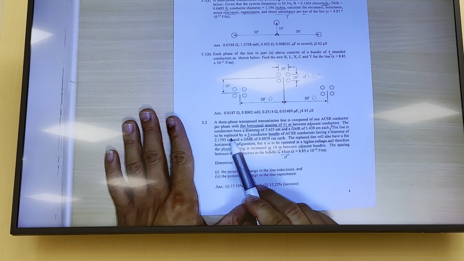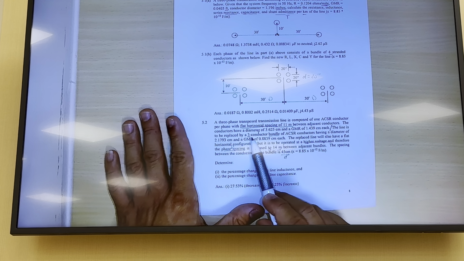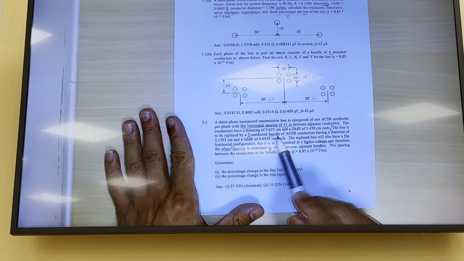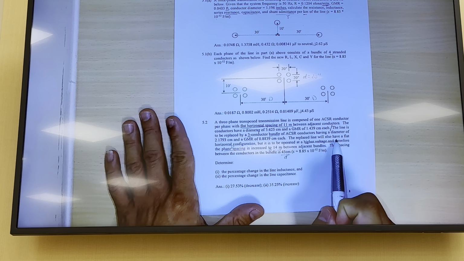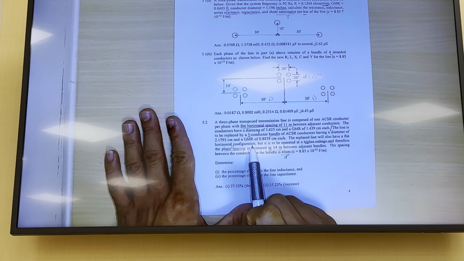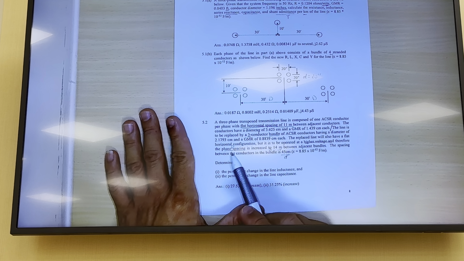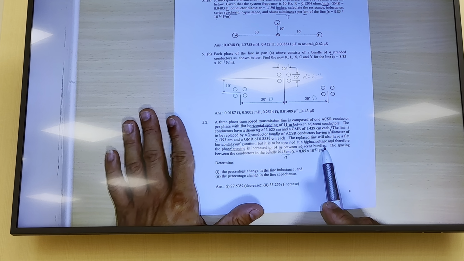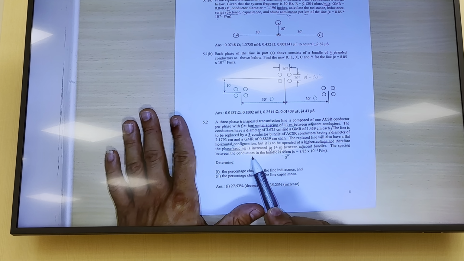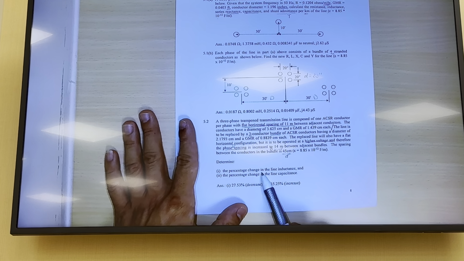The line is replaced by this. Originally it's a single conductor, right? Now it is replaced by a 3-conductor bundle, having a new diameter and new GMR. Then the replaced line will also have the same flat horizontal configuration, but it operates at a higher voltage. Therefore, the phase spacing is increased to 14 meters between the adjacent bundles, and the spacing between the conductors in the bundle is 45 centimeters. Now, determine the percentage change in the line inductance and capacitance.